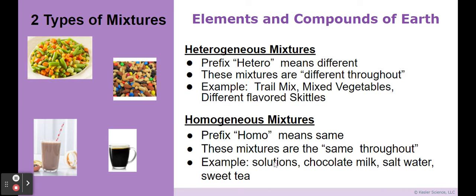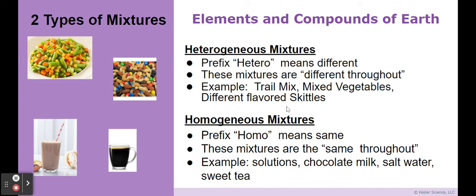And so examples would be solutions, which we're going to talk about a little bit more. But like chocolate milk would be a homogeneous mixture. Now, there's no chemical reaction that takes place with chocolate milk. So it's not a compound. Make sure you understand the difference. And this is where this flow chart is really helpful for you. Homogeneous mixtures are mixtures. Even though they're the same throughout, it does not make them a compound.